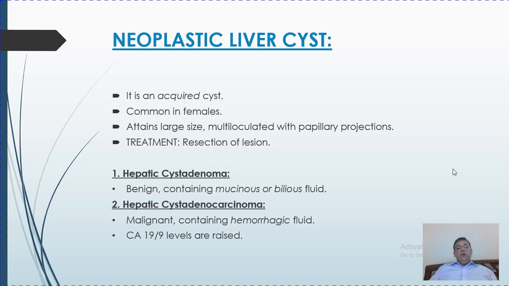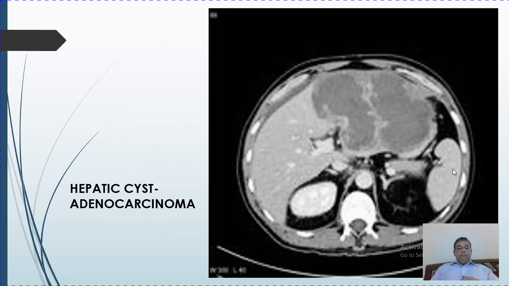The CA stands for carbohydrate antigen, and there are multiple carbohydrate antigens which are used as tumor markers, and the most commonly used is CA125, used for ovarian malignancies. So a neoplastic liver cyst is multiloculated, has papillary projections, and requires resection surgically.